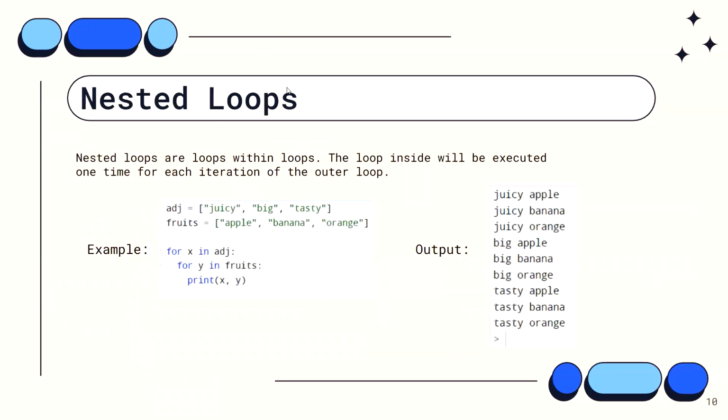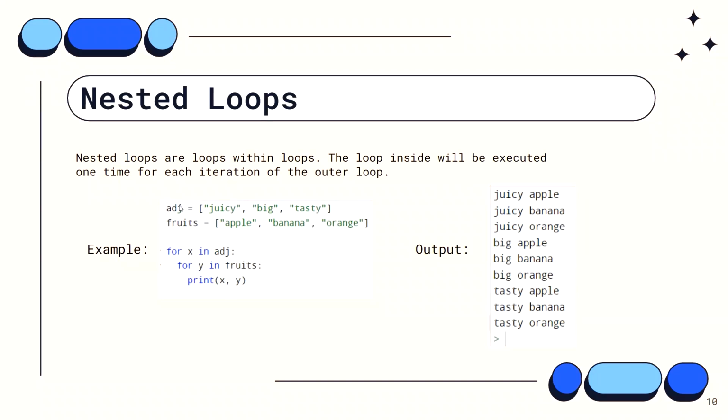Now nested loops. Nested loops are loops within loops. The loop inside will be executed one time for each iteration of the outer loop. So again, we have an example. We have some adjectives: juicy, big, tasty. And our fruits: apple, banana, orange. So you can see right here, for x in adjectives, for y in fruits, print x, y.